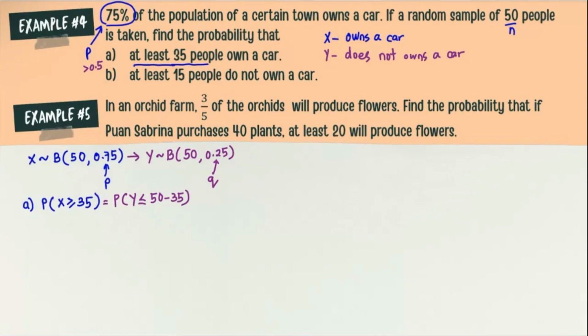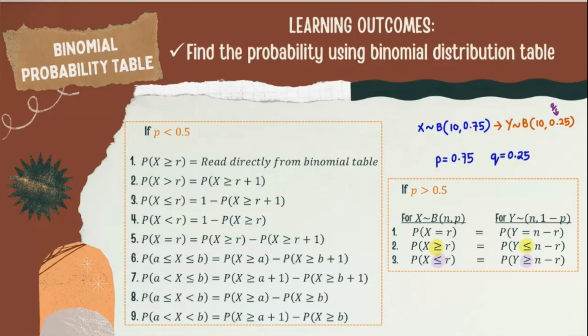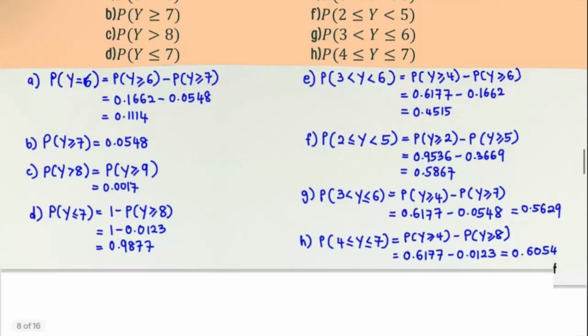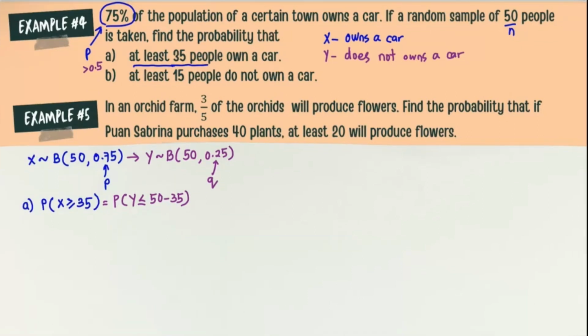We refer back to the previous page. Earlier we had greater than or equal to R, so when we change it to Y, it will be less than or equal to N minus R. That's why I wrote Y less than or equal to 50 minus 35. Now 50 minus 35 equals 15, so Y is less than or equal to 15. With less than or equal to 15, we still can't read the table, because our table can only be read for greater than or equal to.